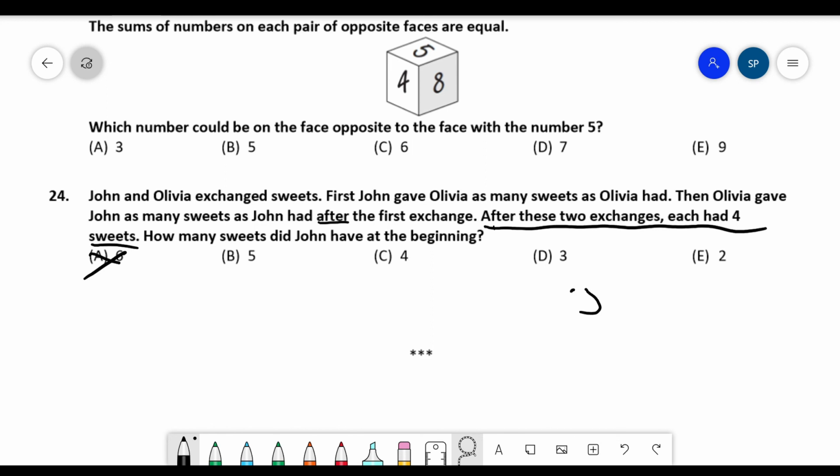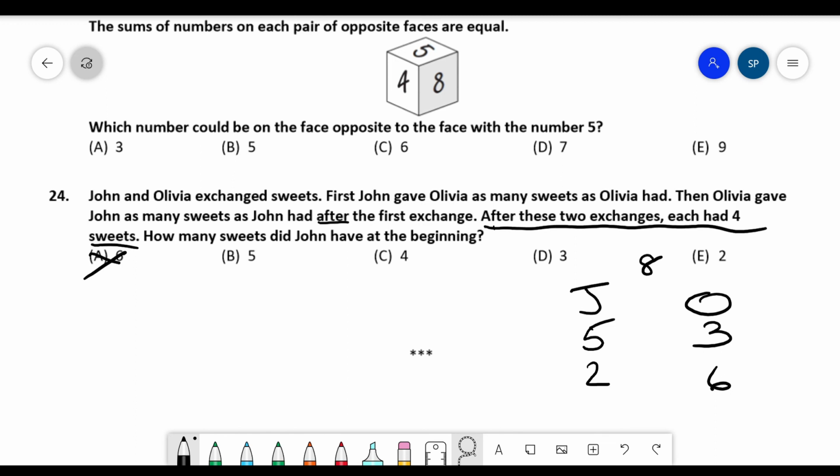B. If John had 5, then Olivia has 3, totally that's 8. Now John gave Olivia as many sweets as she had. Olivia has 3, so John would give Olivia 3, which means we subtract 3 from John's 5, which gives you 2. And Olivia got 3 more, so she has 6.